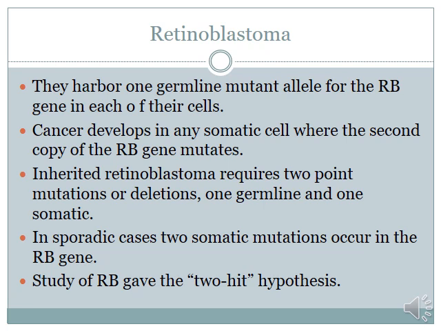Inherited retinoblastoma requires 2 point mutations or deletions, one germline and one somatic. In sporadic cases, 2 somatic mutations occur in the RB gene. In fact, the study of RB was the origin of the 2-hit hypothesis of cancer causation, that 2 mutations, germline and somatic or 2 somatic, are required to cause a cancer related to tumor suppressor deletion or malfunction.